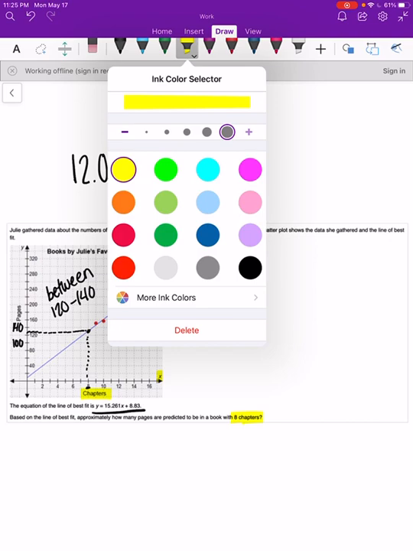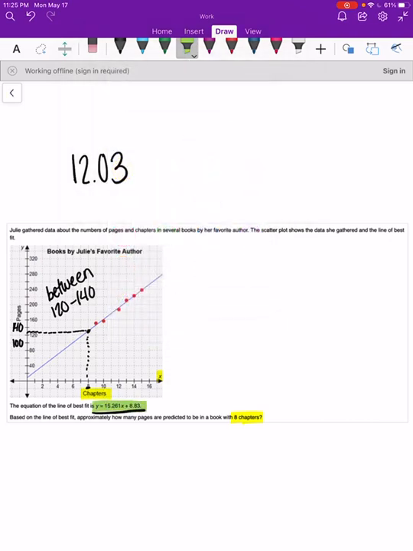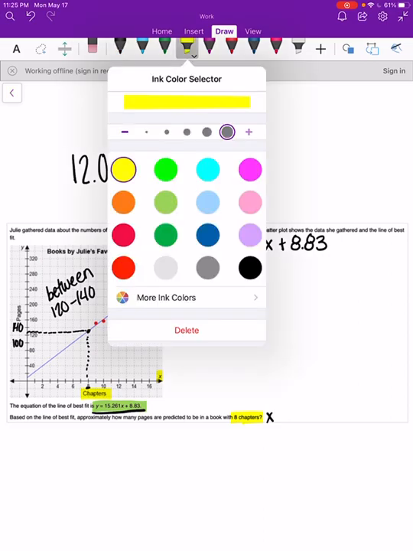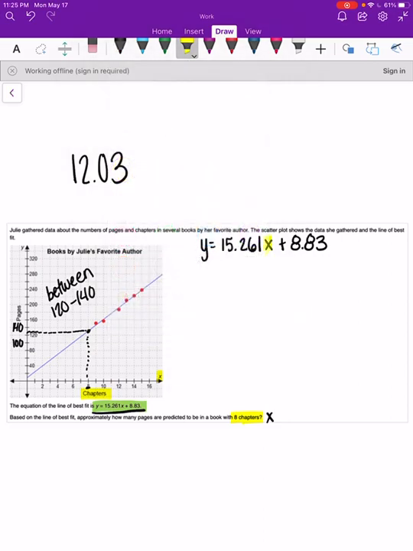So that's where that equation comes in super handy down here. And I'm just going to rewrite that up here. y equals 15.261x plus 8.83. Now we said earlier that we're looking for how many pages are in a book with 8 chapters. And chapters is our x. So we're going to plug that in for our x value right here.